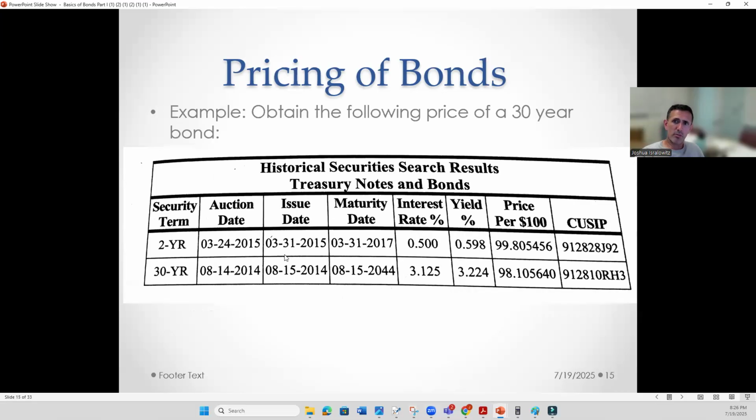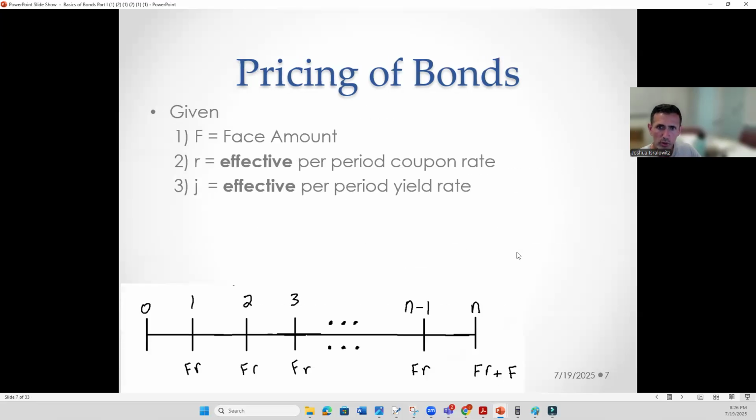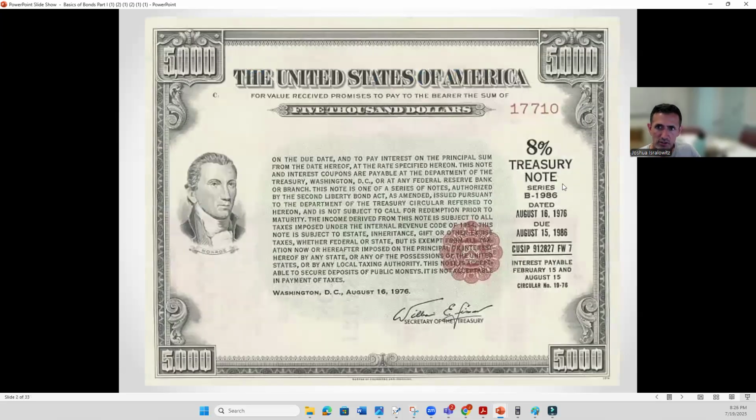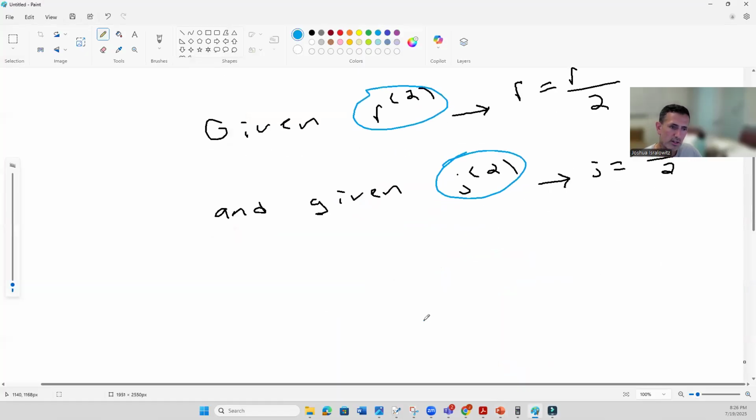All right, so as an example, let's obtain the price of this 30-year bond. And I want to explain, as a matter of practicality, what this here means, price per 100. So first, let me just quickly go back. So yeah, this is a $5,000 face value bond. We're given R2 is 8%, so we can figure out what the coupons are here.